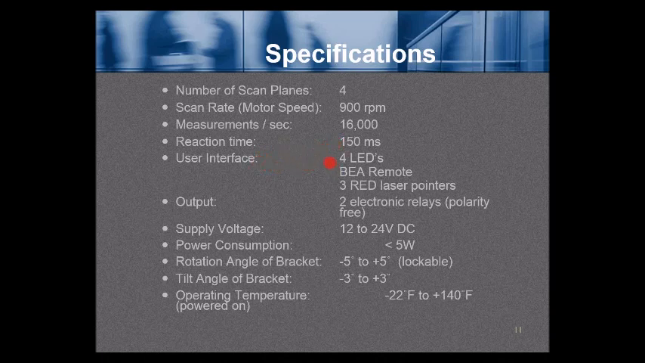User interface, there are 4 LEDs. You have to use the BEA remote control to adjust parameters on the sensor. There are 3 red laser pointers. The output is 2 electronic relays that are polarity free. Supply voltage, 12 to 24 VDC, that's DC voltage only, no AC voltage. Power consumption, less than 5 watts.